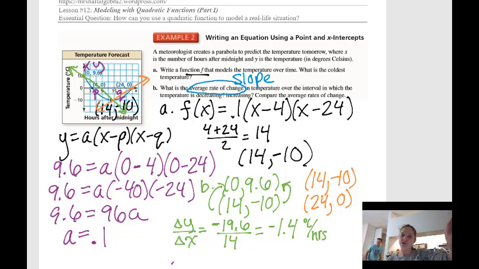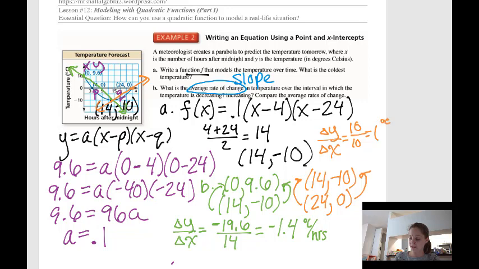So the temperature is going down by 1.4 degrees Celsius every hour approximately while it's decreasing. And we can do the same thing to find the slope when it is increasing. So 0 minus negative 10 is 10 over 24 minus 14 is 10. So when it's increasing, the slope is 1. So that means the temperature is increasing approximately 1 degree Celsius every hour.